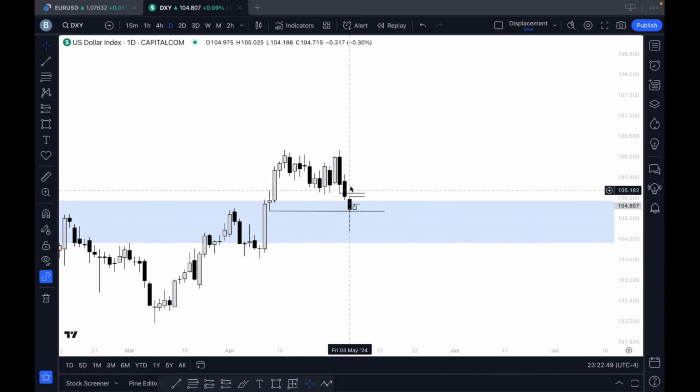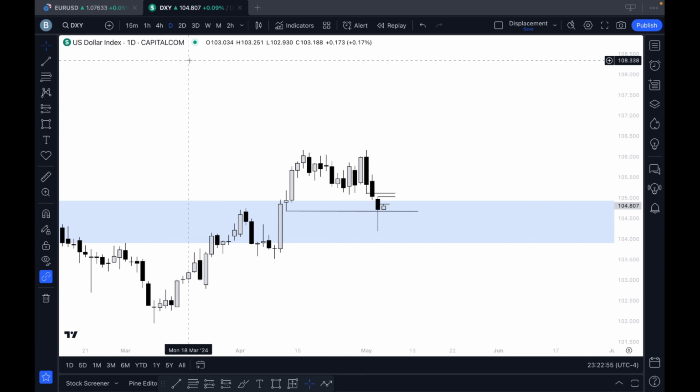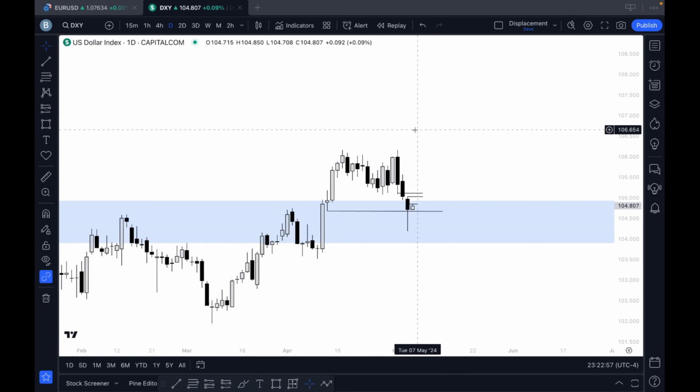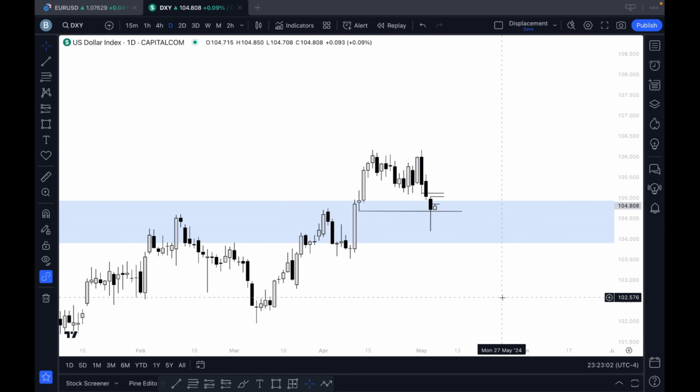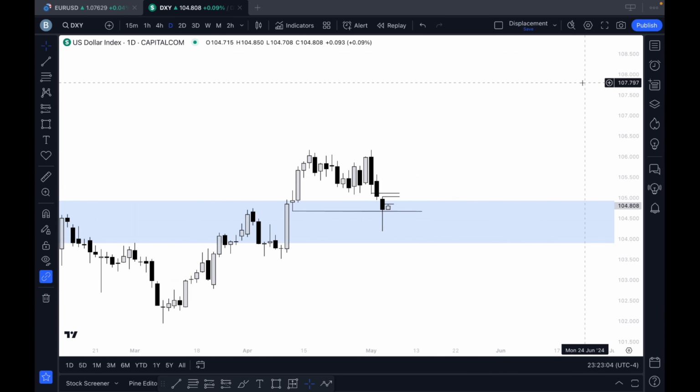Maybe we can see some chop, then taking out this low and again moving higher. Let's see, but we will have to wait for the confirmation, and then only we can proceed. Today is Monday, so don't expect a lot, and also we don't have any news today.